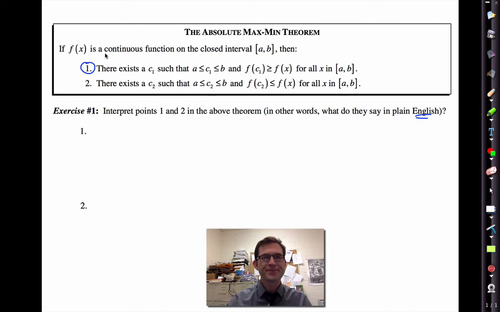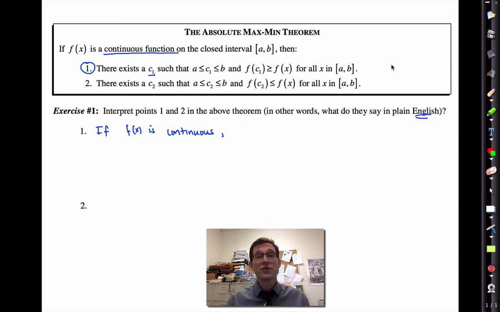Notice this will only hold if we're talking about a continuous function. So what does it say? Well, if f of x is continuous, then what must be true? Lots of letters, and let's talk about how you sort through them. C1. Now, whenever you see a subscript, that means a very particular value of a particular constant. So c1 is a constant. c1 is greater than or equal to a, which means it could be a, less than or equal to b, so it could be b. And f of c1 is greater than or equal to f of x for all x in a to b.